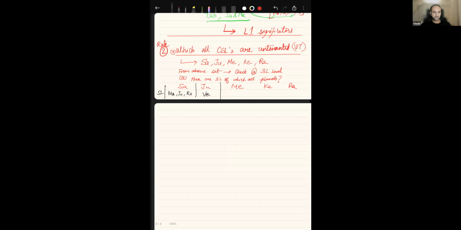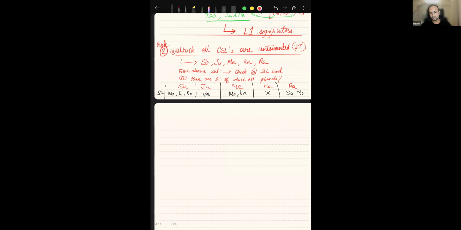Mercury becomes a sub lord of which all planets? Mars and Ketu. Yes. Ketu becomes a sub lord of which all planets? None. Rahu becomes a sub lord of which all planets? Sun and Mercury. Yes, correct.